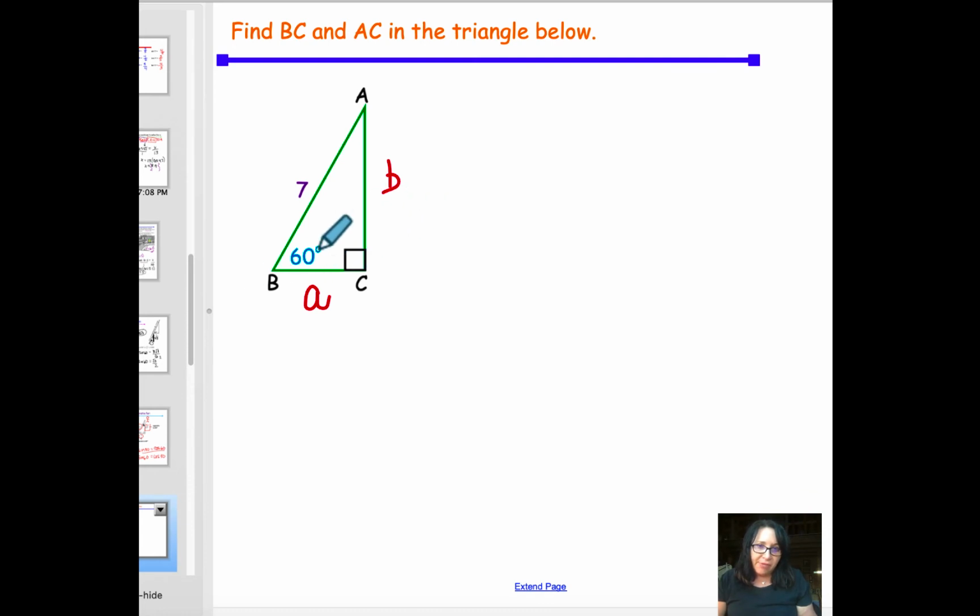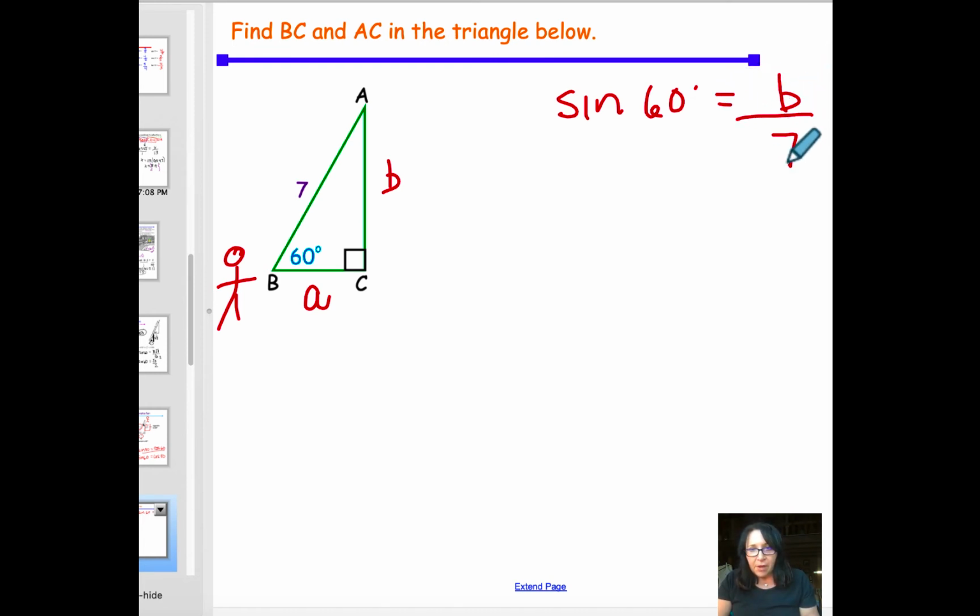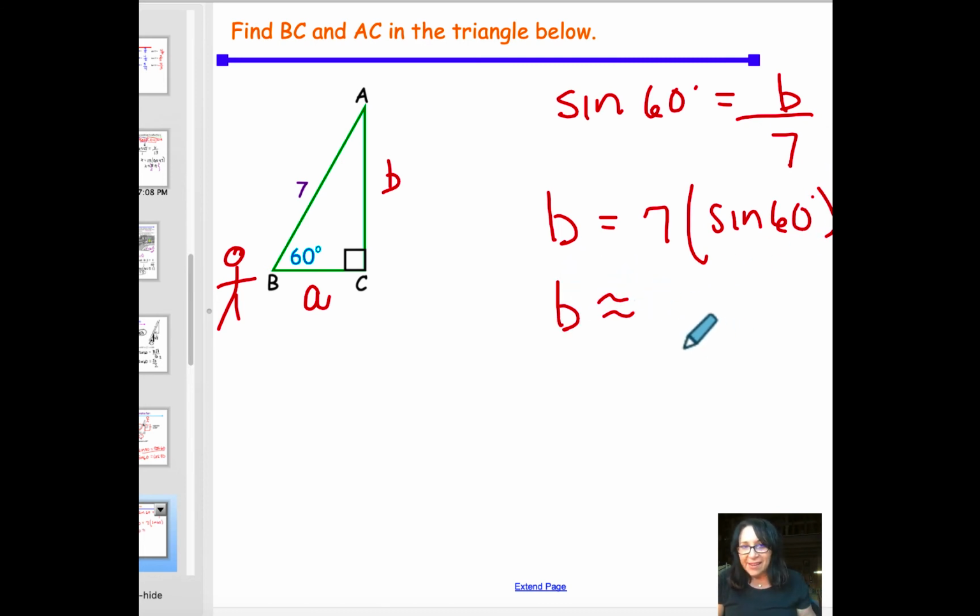The long way is basically saying, if you put yourself here, and I want to find little b, I'm going to say sine of the angle, it's always the angle, which is capital B, but I'm going to call it 60, is equal to the opposite side, which is b, over the hypotenuse. So b is equal to 7 times sine of 60 degrees. Now, depending on whether you're going to do this as an exact value, or as an approximation.